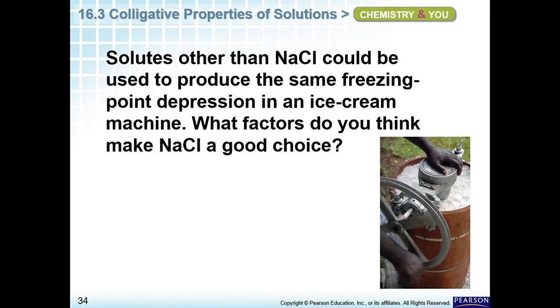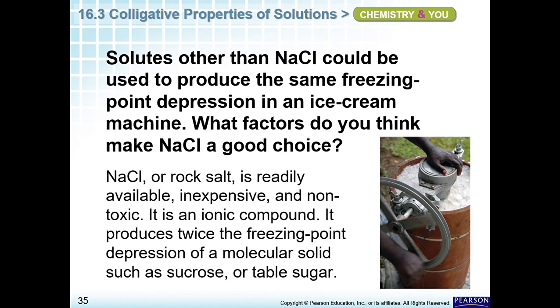Solutes other than sodium chloride could be used to produce the same freezing point depression in the ice cream machine. What factors do you think makes sodium chloride a good choice? Bakit ba? Sodium chloride or rock salt is readily available and it is an ionic compound. It produces twice the freezing point depression of a molecular solid such as sucrose or table sugar. Matagal silang mag-freeze, nakaka-help silang mapatagal ang yelo mo, and so on. Kaysa naman asukal ilagay mo, matunaw agad yun.